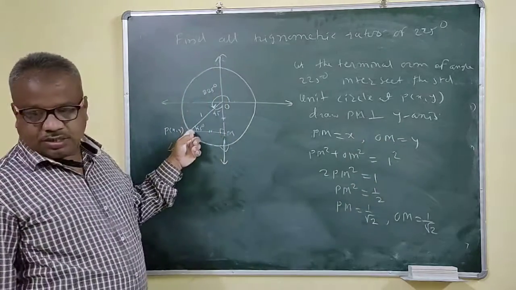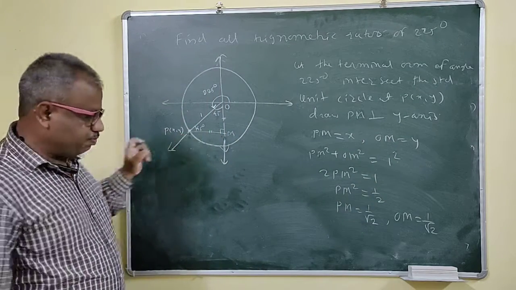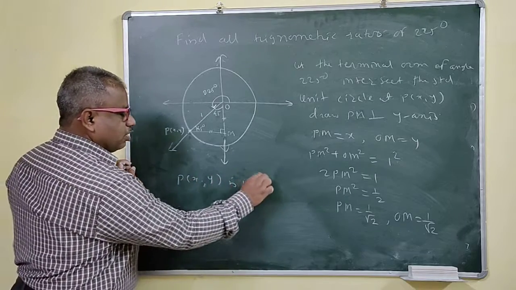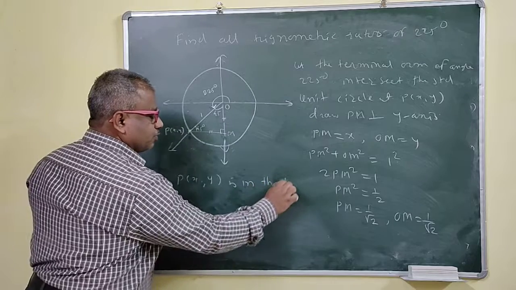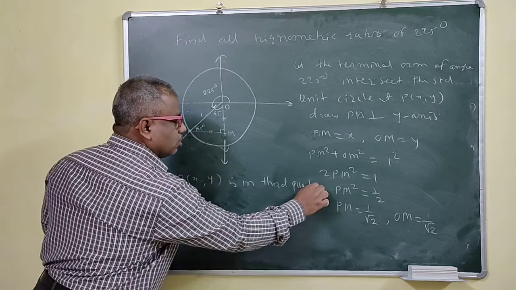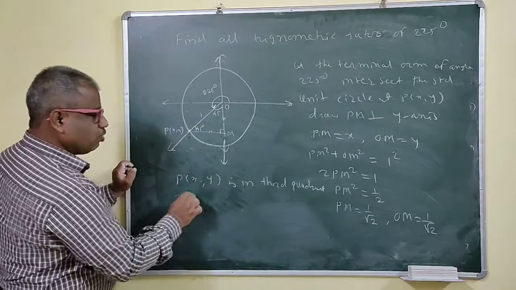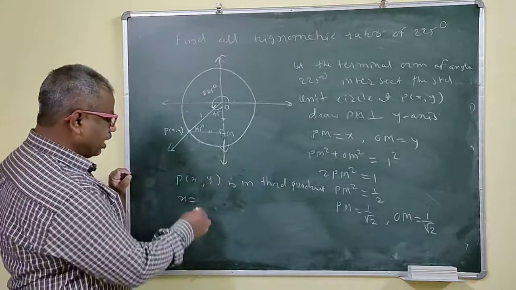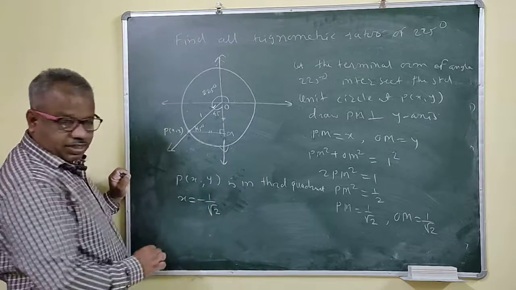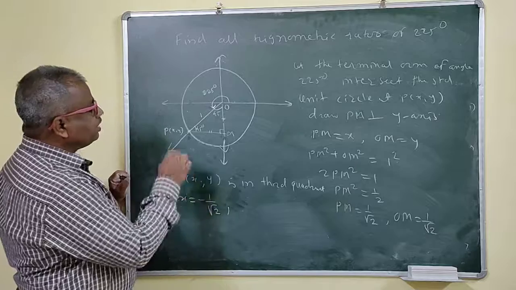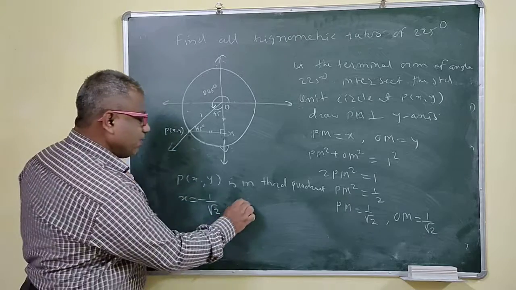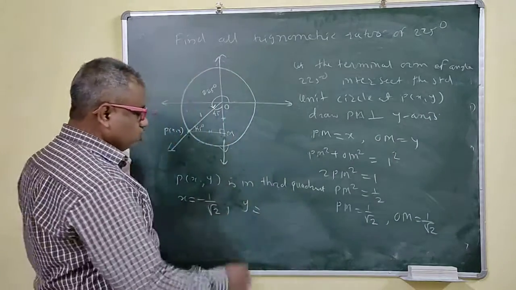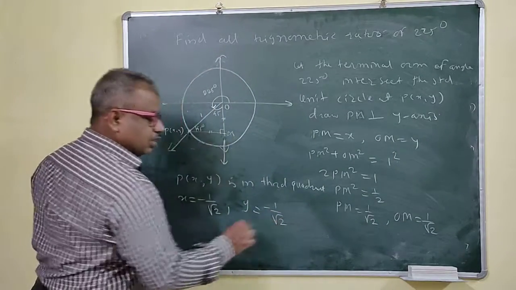But your P(x, y) is in the third quadrant. Therefore x is equal to, your x is what? X is PM and PM is 1 by root 2. You have to take the minus sign of this one. Your x is minus 1 by root 2. Right? Your y is also negative. So y will be what? Y is your OM. We get OM is 1 by root 2 again. So you have to take the minus sign of this one. Right?